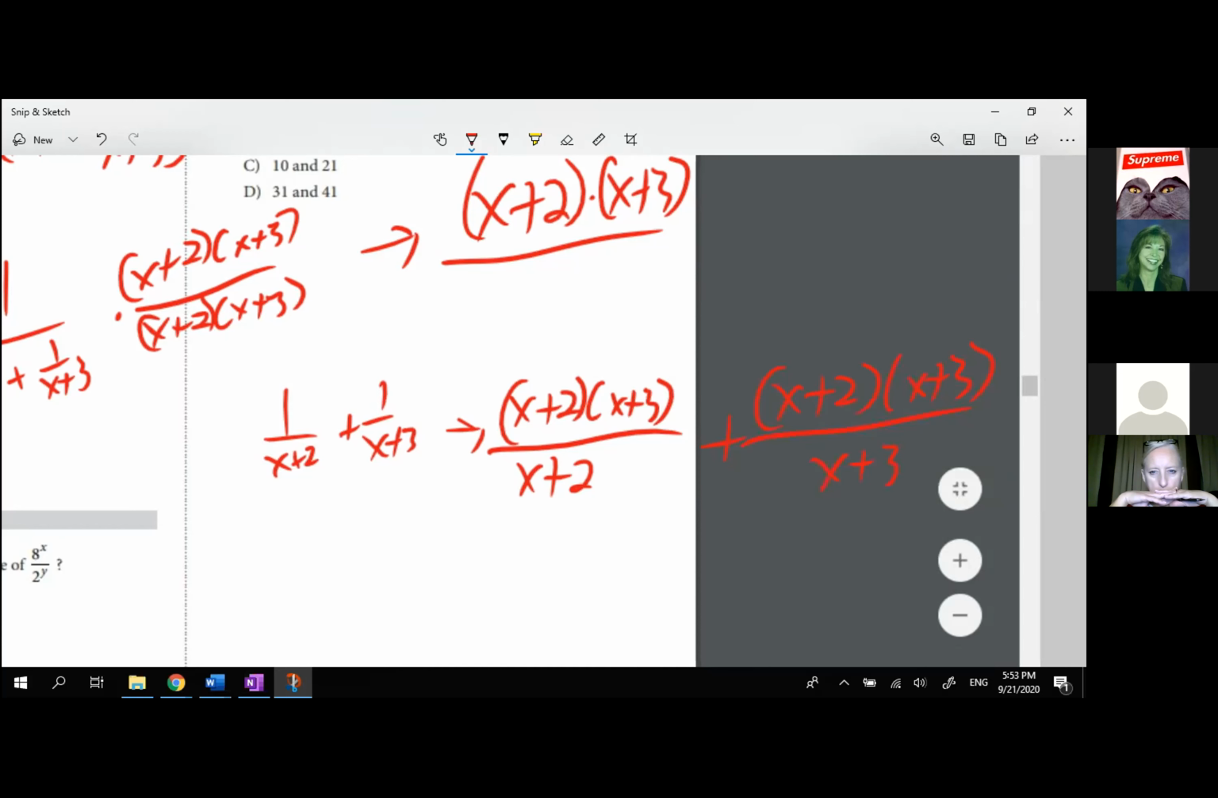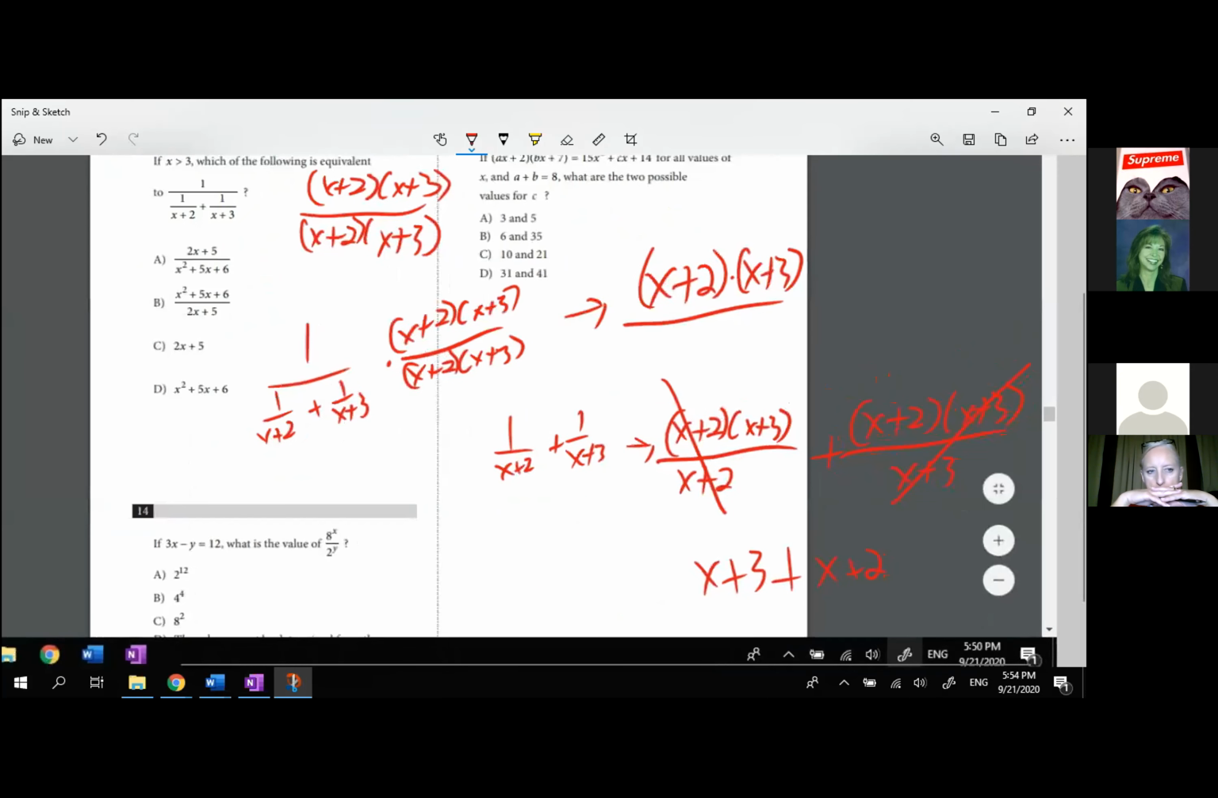So what we can do with these two, because we see that we've got an x plus 2 in the denominator here and an x plus 2 in the numerator here, we can go ahead and cancel these out. So that's going to leave us with just x plus 3. Same thing on the other side, but with different numbers. X plus 2 is going to stay here, but because we have x plus 3 and x plus 3 on the top and the bottom, we can go ahead and cancel these out too. So that's going to be x plus 3 plus x plus 2.